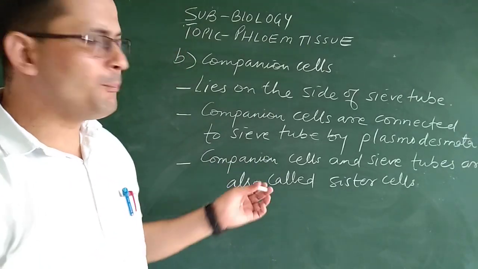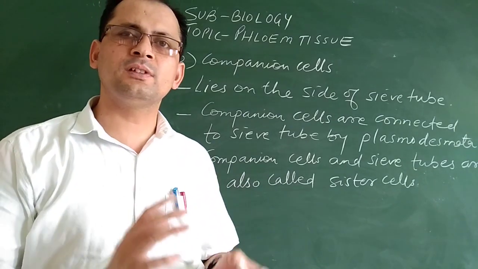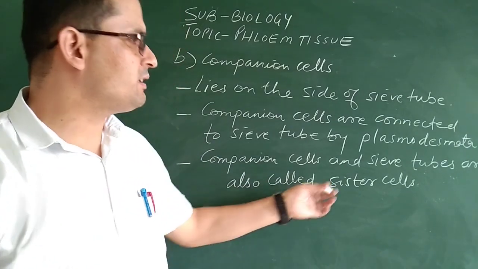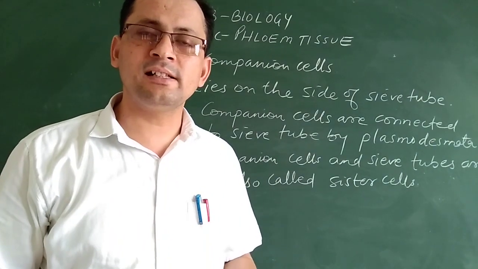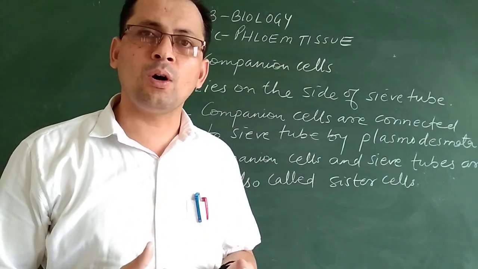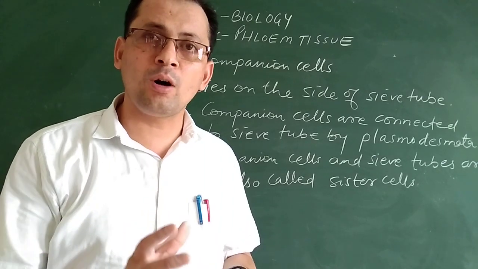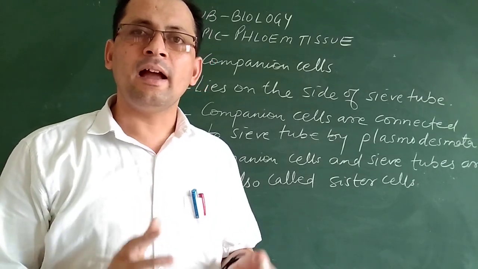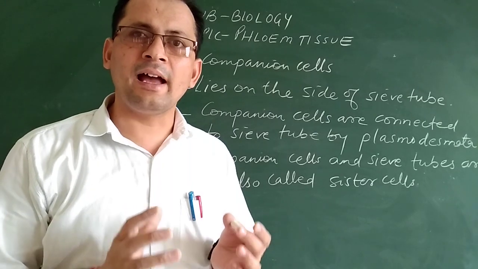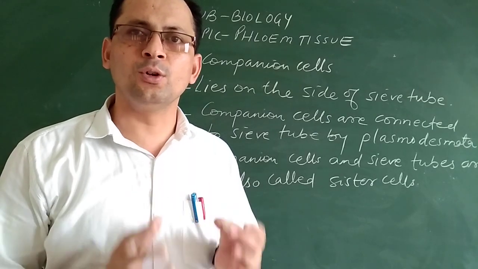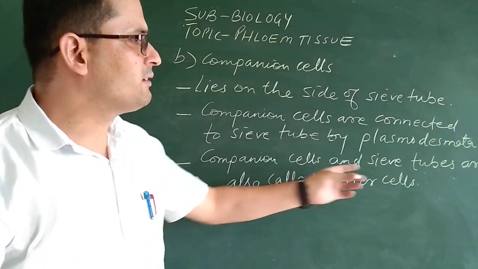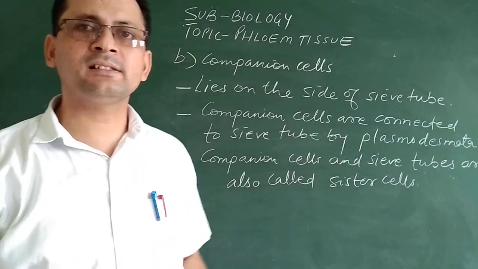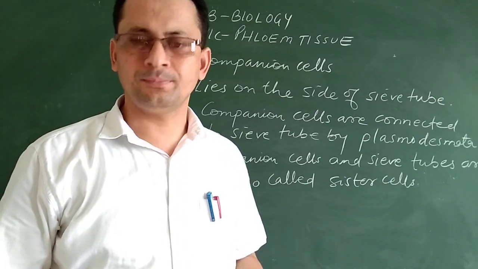Then companion cells and the sieve tubes are known as sister cells. This is very important. Why are they known as sister cells? Because they have a common origin. They have originated from a common source, and they function as a single unit. That's why the companion cells and the sieve tubes are known as sister cells.